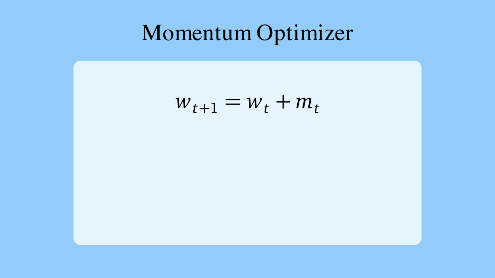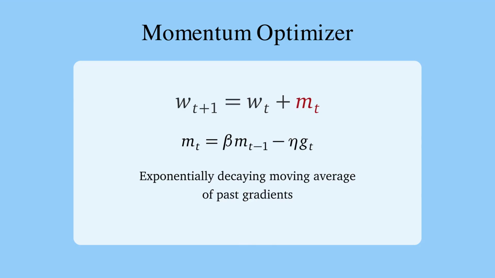W sub t plus 1 equals W sub t plus M sub t. And this M sub t is the momentum computed as shown here. M at step t is set equal to beta times M sub t minus 1, which is the previous estimate of the momentum, minus eta times the gradients G sub t. And beta is another hyperparameter called the decay coefficient, which can be chosen between 0 and 1, and it determines how fast we should forget about the past gradients.